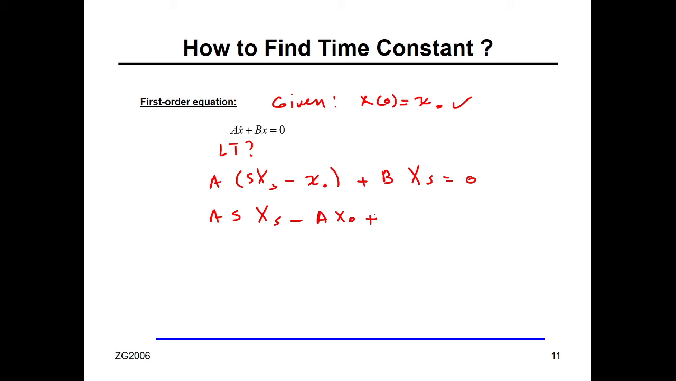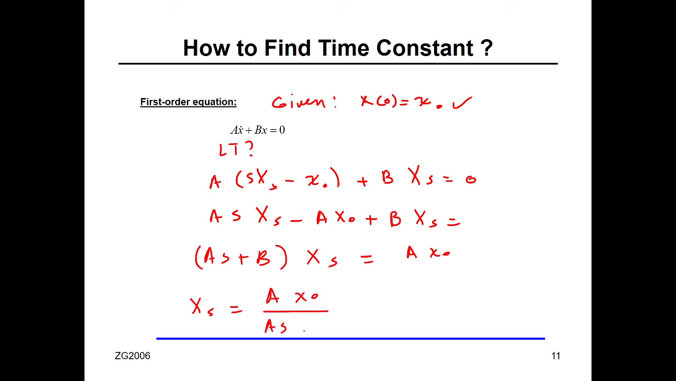Now all you have to do is solve for X(s). This will be (a s plus b) X(s) equal to a x naught, where X(s) equals a x naught over (a s plus b). You can simplify this more by dividing by a. This will be x naught over (s plus b over a).